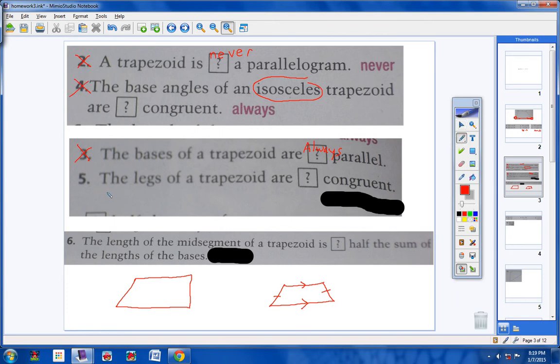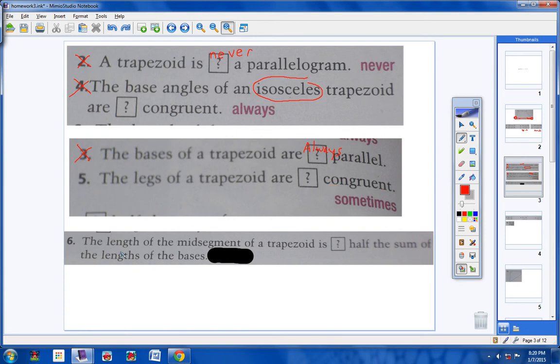Number 5, the legs of a trapezoid are congruent. Now, we know if you have an isosceles trapezoid, the legs have to be congruent. Now, if you don't have an isosceles trapezoid, then the legs are not congruent. So, I'm going to go with sometimes. If you have an isosceles trapezoid, then the legs will be congruent. And if you do not have an isosceles trapezoid, then the legs will not be congruent.